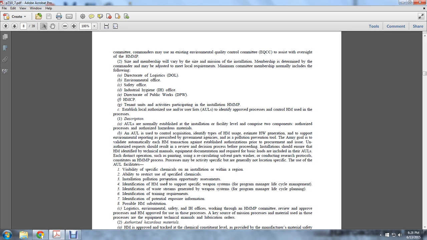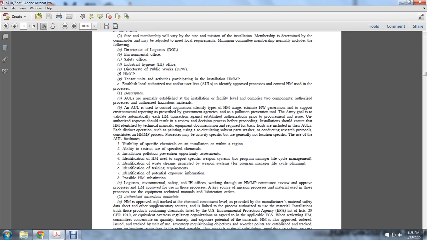Installation pollution prevention opportunity assessment, identification of hazardous material used in support of specific weapon systems for program manager lifecycle management, and identification of waste streams generated by the weapon systems, the program manager lifecycle planning, identification of training requirements, identification of potential exposure information, and possible hazardous material and waste substitution. Logistics, environmental, safety, and industrial hygiene offices, working with the HMMP, the Hazardous Material Management Committee, review and approve the process and the hazardous material approved for use in other processes. A key source of the mission processes and material used in the process are the equipment technical manuals and lubrication orders.